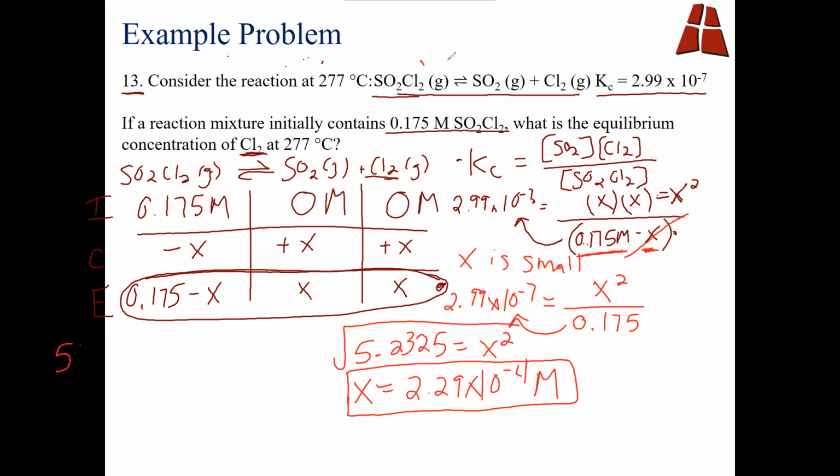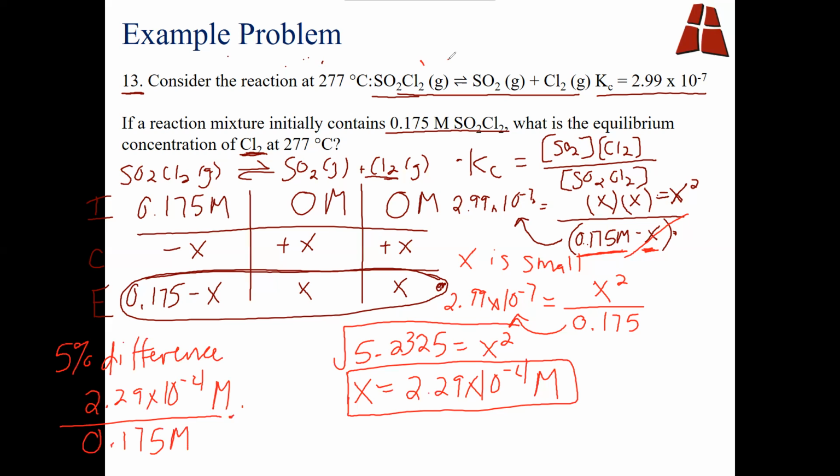So let me write that down. 5% difference is our cutoff. How we check that is we would take this 2.29 times 10 to the minus fourth, divide it by our initial concentration, which is, of course, the 1.75 molar. We should add molar for each of these. Multiply it by 100 in order to get a percentage. And when we do that for this equation, I got a value of 0.13%, which is, of course, less than 5%.